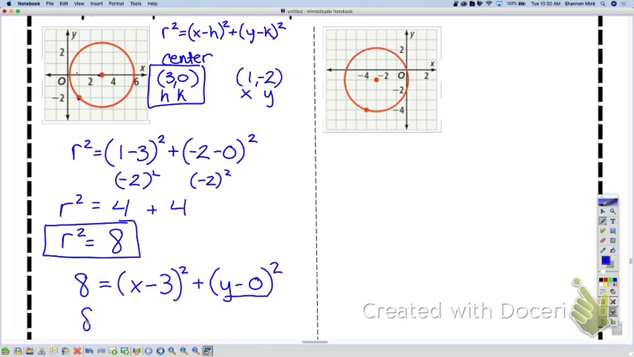But could I write it differently? It'd just be x minus 3 squared plus y squared. Just like when you did y equals mx plus b, if there wasn't a b, it's 0. If there's not a k, what is it? 0. Okay. Can you leave it like this? Yes, but do you have to? No.